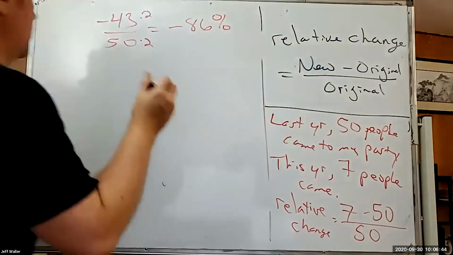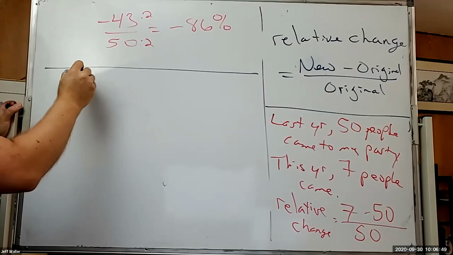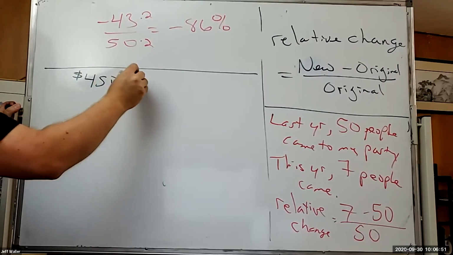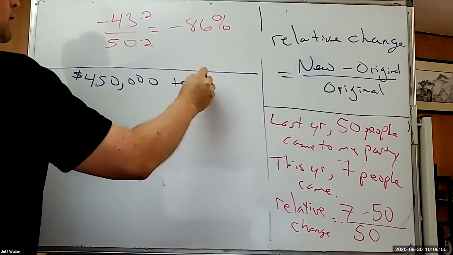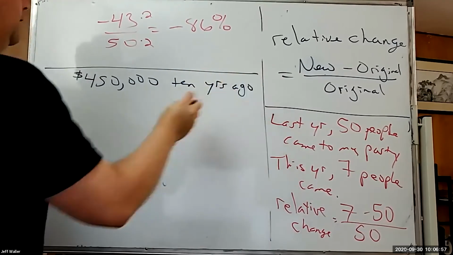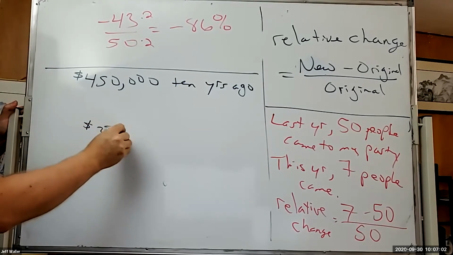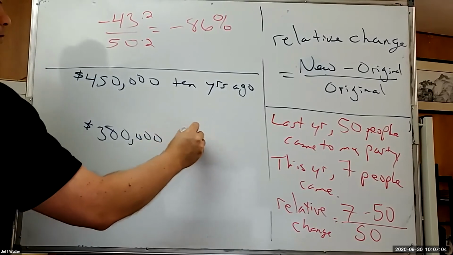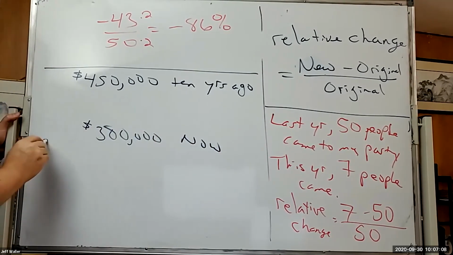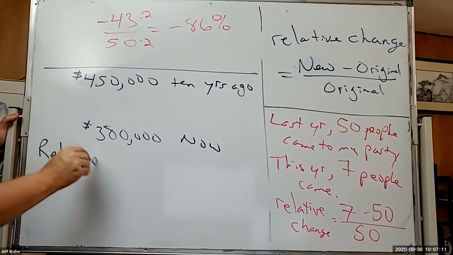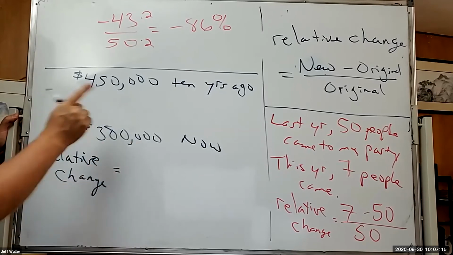So let's see, last thing. If there was a house that sold for $450,000 10 years ago, and now they sold it for $380,000 now, what was the relative change? Don't say anything. Try to do this problem. What's the relative change?